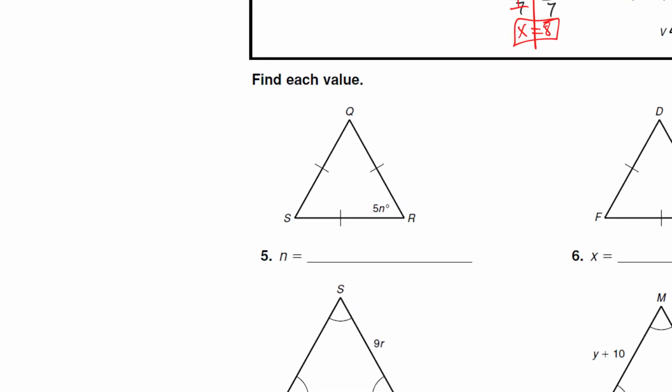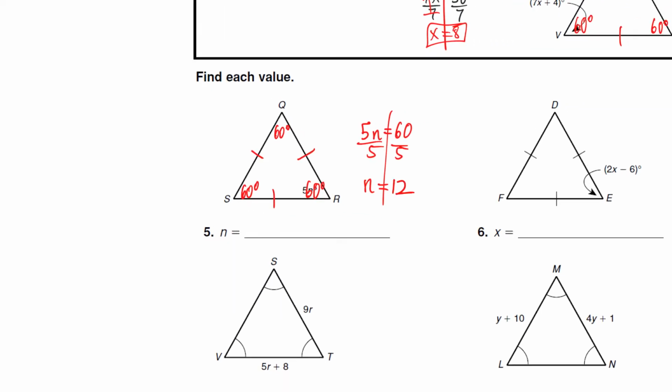Okay, on this next one, it's equilateral, which means it's equiangular, which means all the angles are 60 degrees. So to find the value of n, I'm just going to put 5n equal to 60. Divide by 5, and n equals 12.